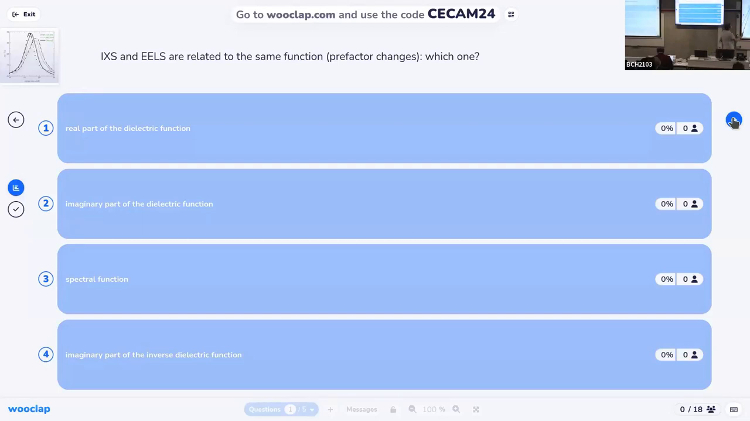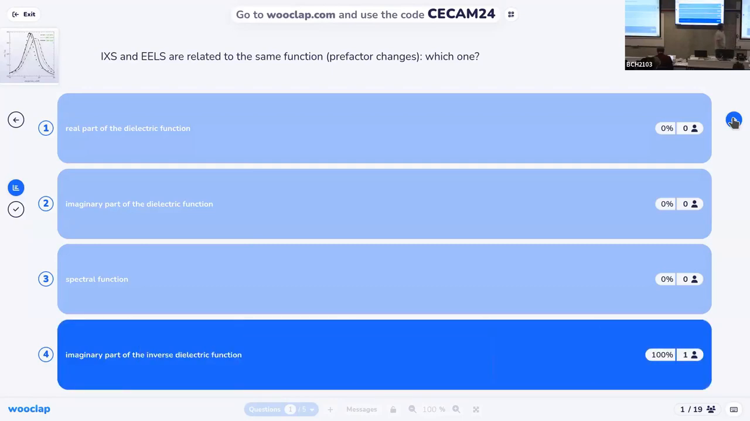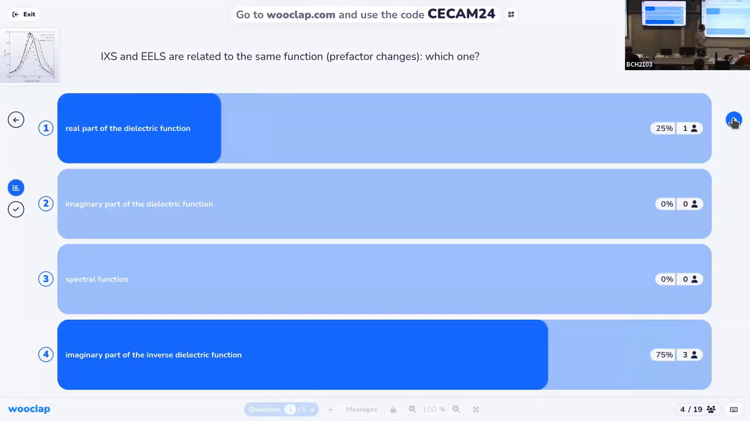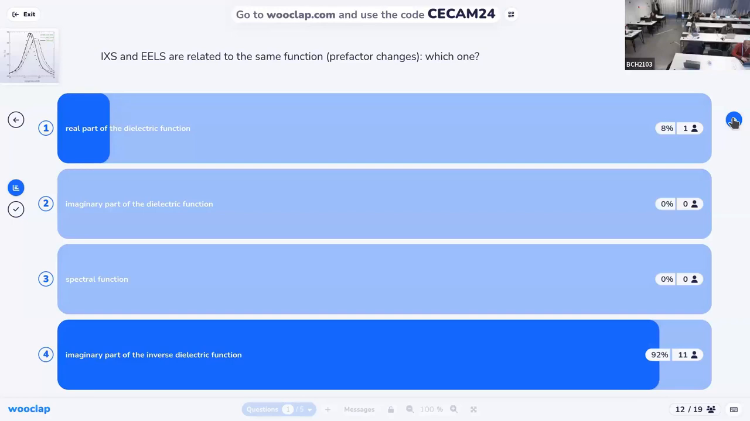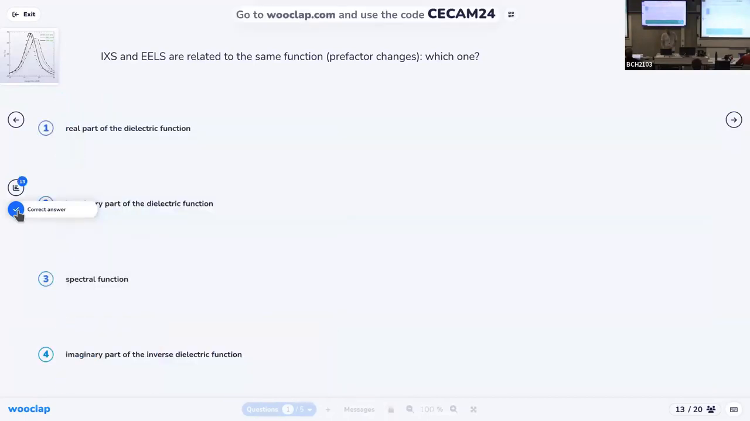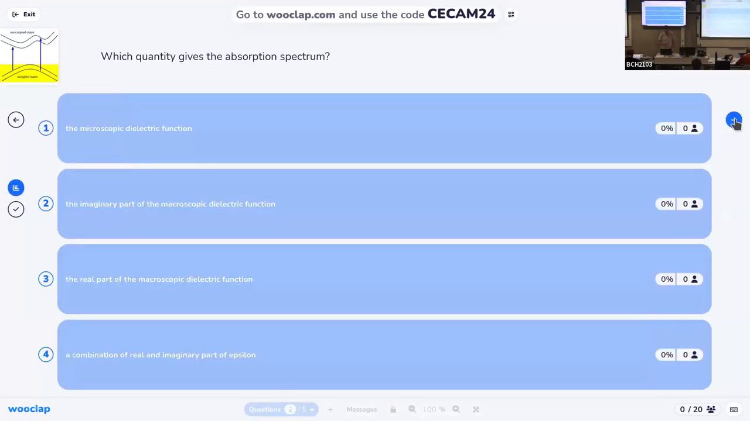First question: inelastic x-ray scattering and electron energy loss are related to the same function, even though the prefactor might change. Which one? I have a few seconds. The real part of the dielectric function, the imaginary part of the dielectric function, the spectral function, or the imaginary part of the inverse dielectric function? Okay, so as you can imagine, the correct answer was that. Okay, good. Let's go on.